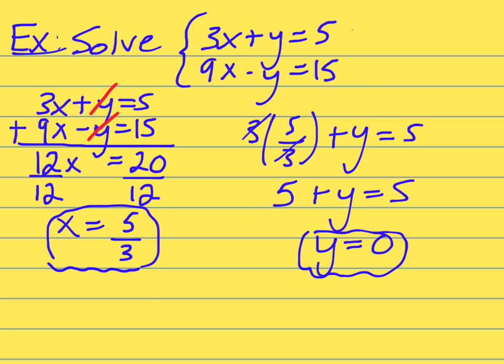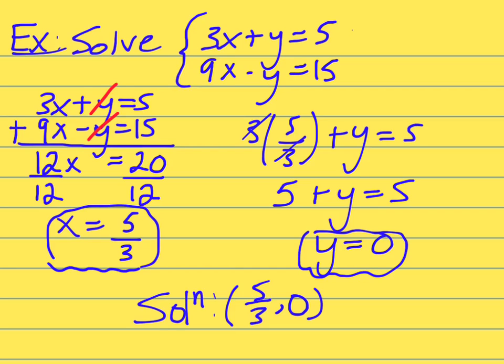So there she is. My solution, again, solution is a point. Make sure you write it as a point. My solution is 5 over 3, 0. So not the best solution, but it is what it is. You can always plug it back in if you want to check it. Hopefully, guys, that example made sense.